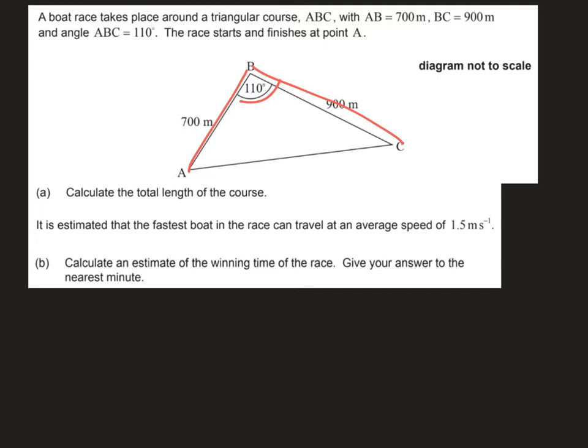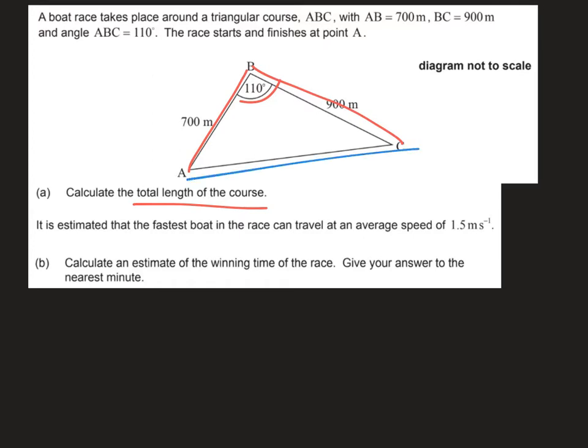Anyway, this marks a triangular boat race course, and the race starts and finishes at point A, so they go all the way out of the triangle, and we're asked to find the total length. So we've got AB, which is 700, and BC, which is 900. So we need to work out this length here, AC.